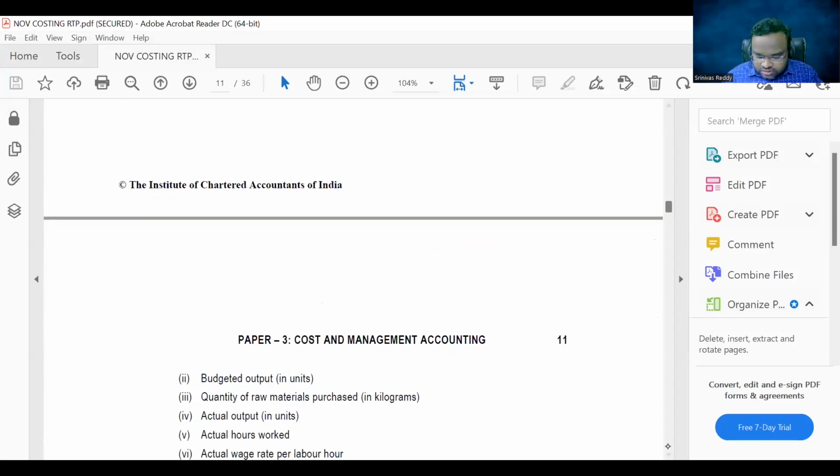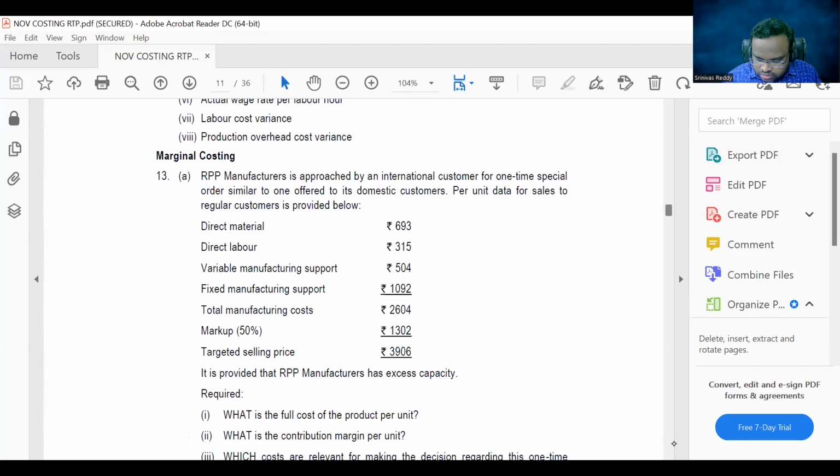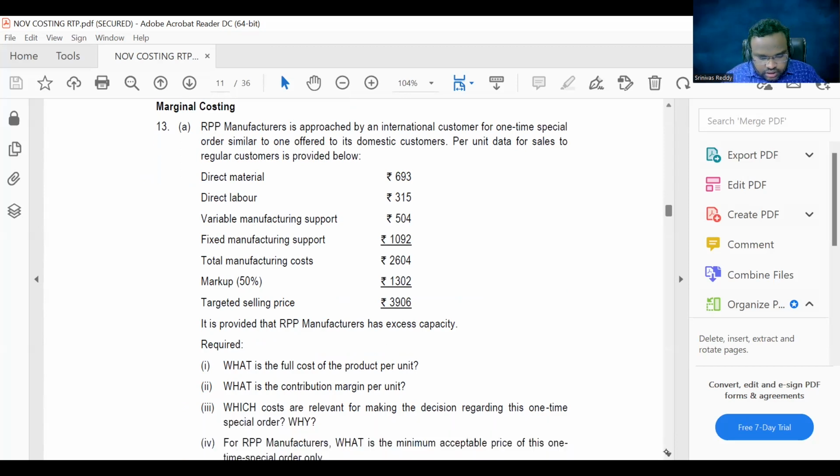Next question. Marginal costing question. RPP manufactures. It is a simple question. I think there are two parts in marginal costing. RPP manufactures is approached by an international customer for a one-time special order similar to one offered to its domestic customers. Domestic price can be different and the international price different because both the customers are different.